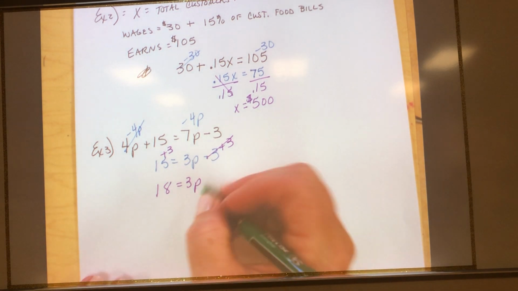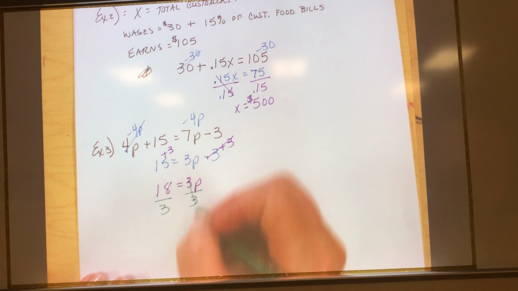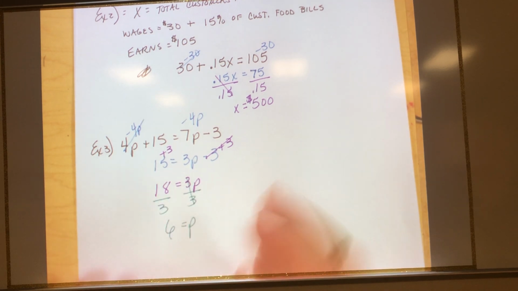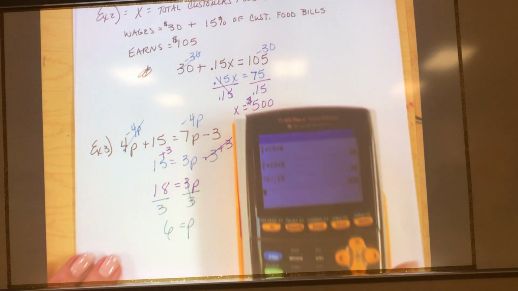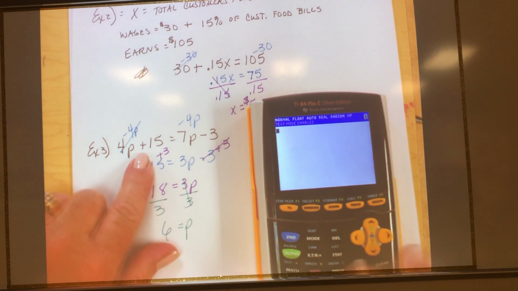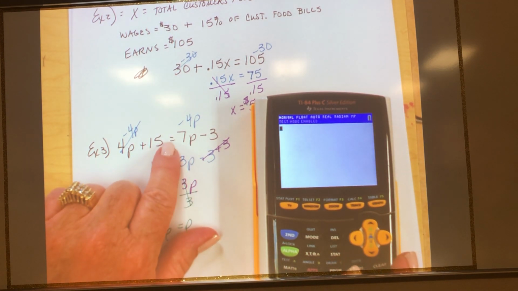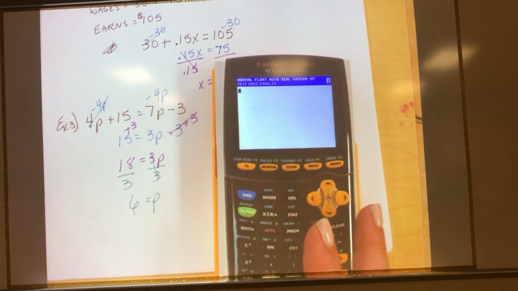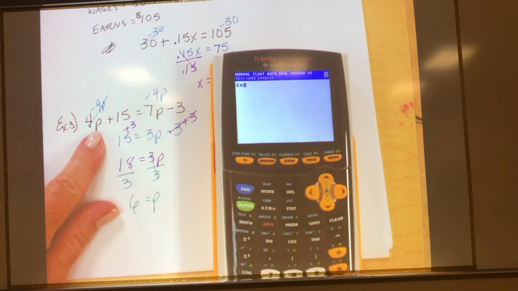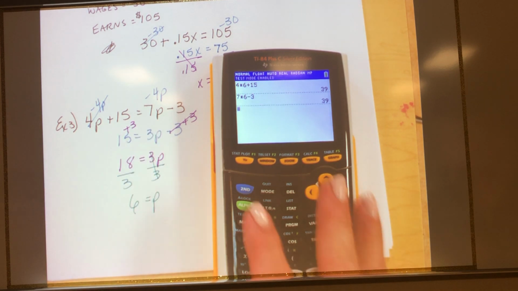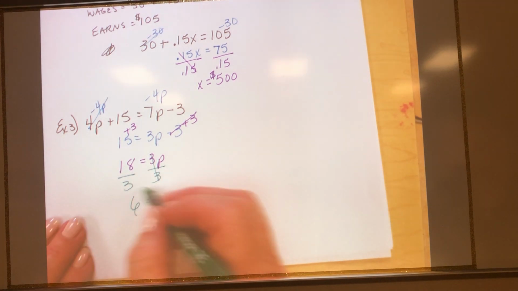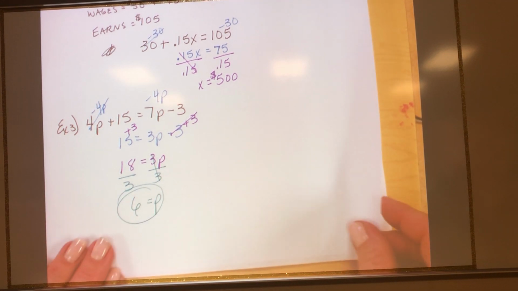Divide by 3. And p is equal to? 6. And then I'm going to check it, guys. Now when I check this one, can I just poke it one time in my calculator? Yes. No. You got to check this side and this side. What should they be? The same thing. If they're not, you're wrong. All right? So 4 times 6 plus 15, 39. 7 times 6 minus 3, please be 39. Yay! That's my answer. I've been heard. So we're done. All right, anybody got a question?